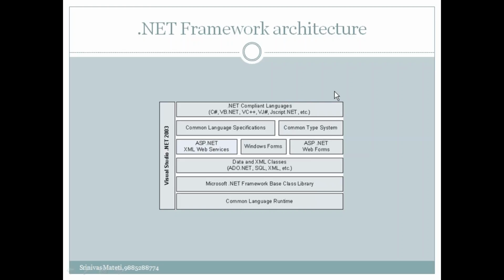And the framework is the heart of your .NET applications because it contains different components. If you see this diagram, it describes the framework architecture. It has various components. Okay, we will see them one by one. If you see the first one, common language runtime, we'll call it CLR.